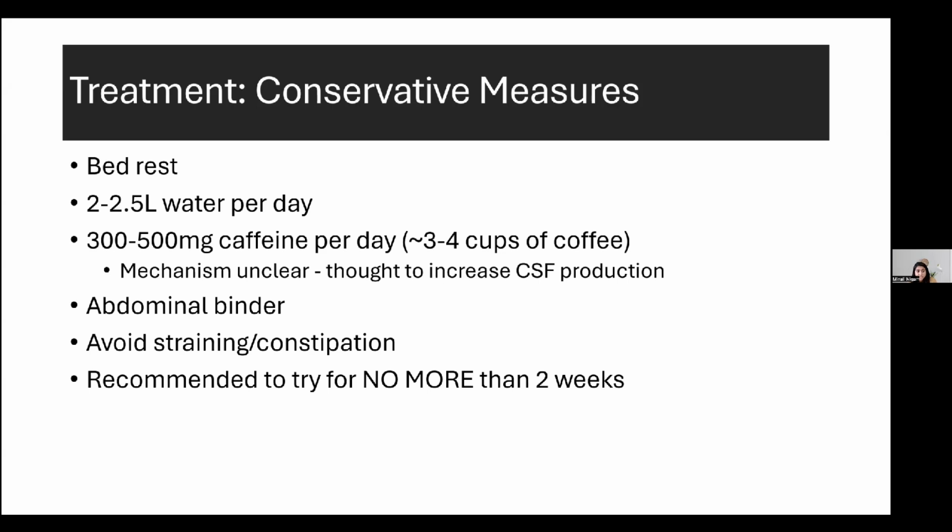We recommend patients to hydrate. So we'll recommend between 2 to 2.5 liters of water per day. We do recommend bed rest, avoiding straining, and so trying to avoid constipation as well. And then sometimes we will recommend an abdominal binder to help with that orthostatic component. Usually we won't do conservative treatments for more than 2 weeks. Beyond that, we really do start thinking about more procedural interventions.